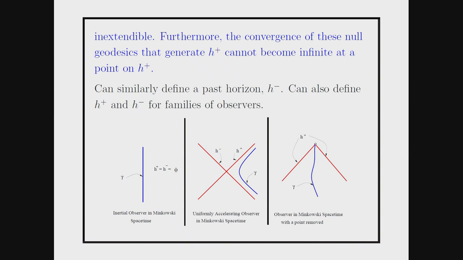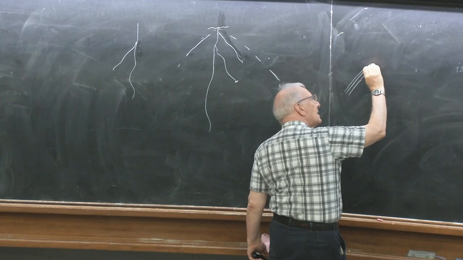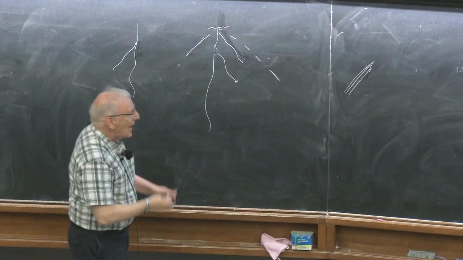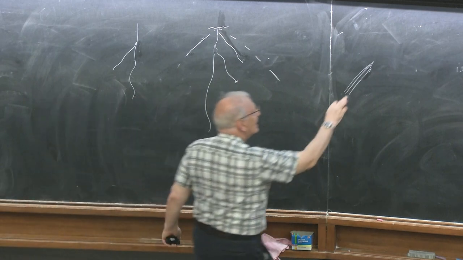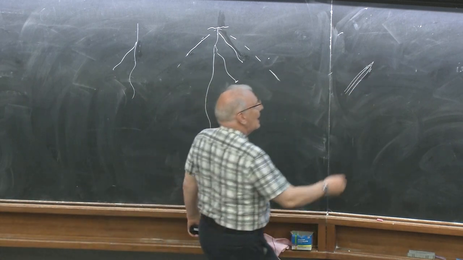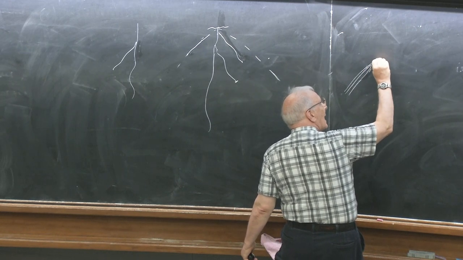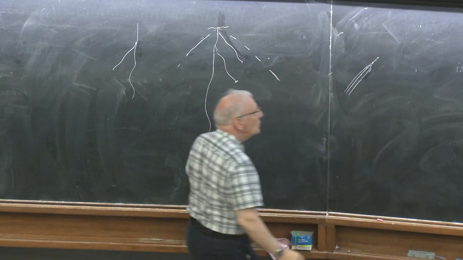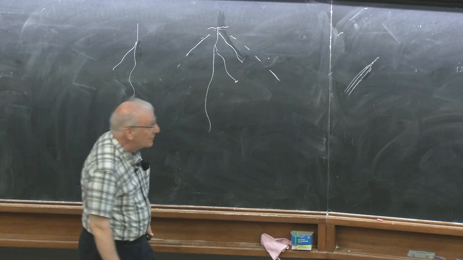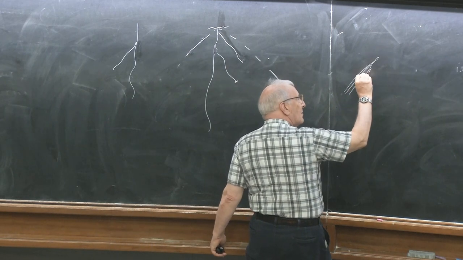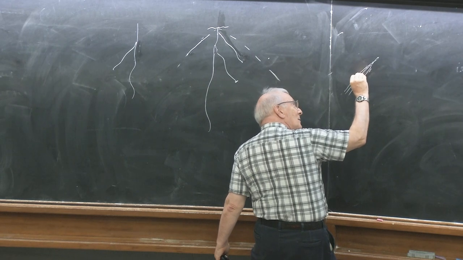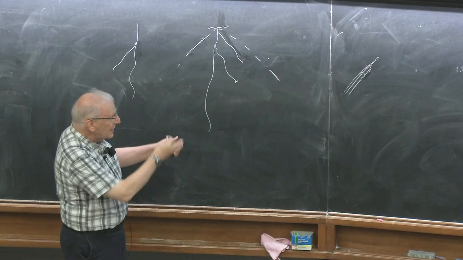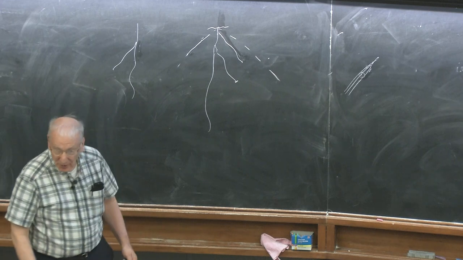There's a notion I will discuss further of the convergence of these null geodesics, and the convergence can never become infinite at a point. You would have a caustic in the congruence then, and the reason you can't have a caustic is that if you did, then when you go beyond it, you'd be able to connect two points on that caustic by a timelike curve. But if you could connect them by a timelike curve, then you could find a point outside of here, or an open neighborhood of this point, that you could also connect to that event by a timelike curve, and that would contradict the statement that you were on the boundary.